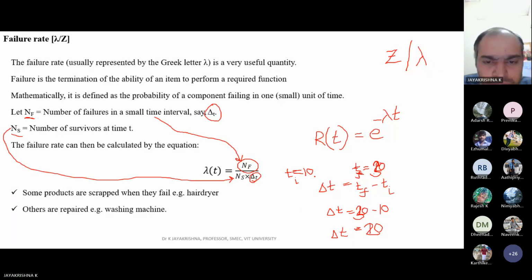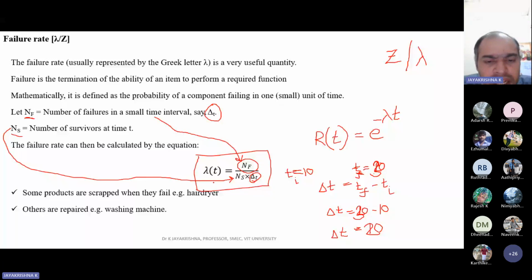Okay, so that's how we calculate failure rate. So this formula is very important. Please make a note of this formula. Okay. So when you know this, what happens when your product fails?